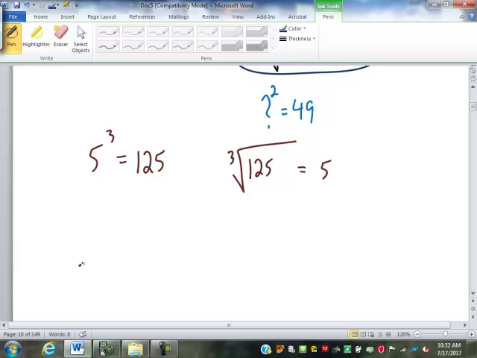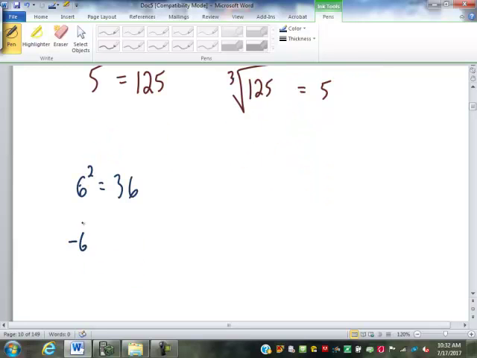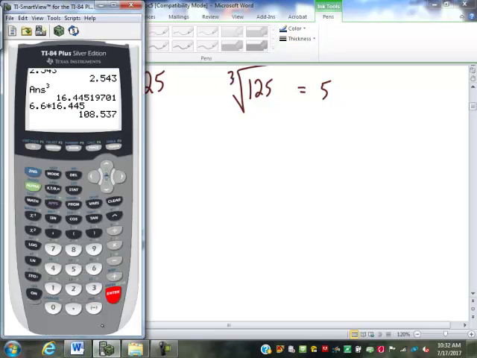What is 6 squared? 36. Okay. What is negative 6 squared? Careful. It's 36. And I've warned you before, you do have to be careful on your calculator. If I do this, negative 6 squared, my calculator is going to try to tell me it's negative 36. It should be a positive.